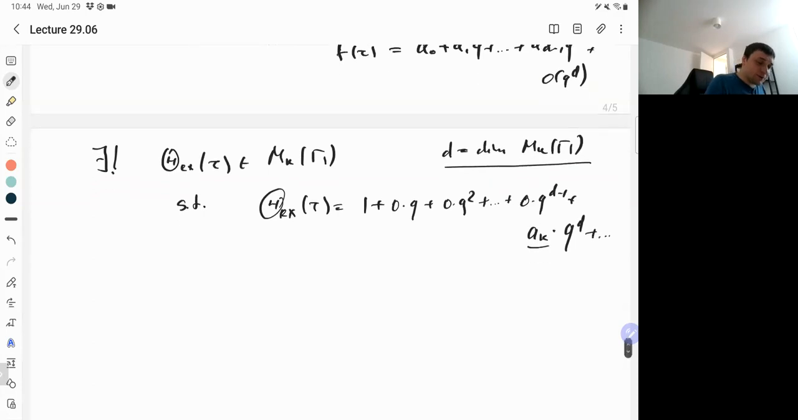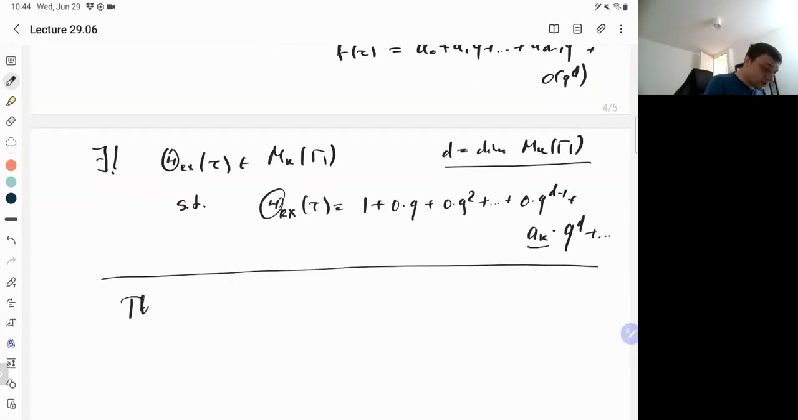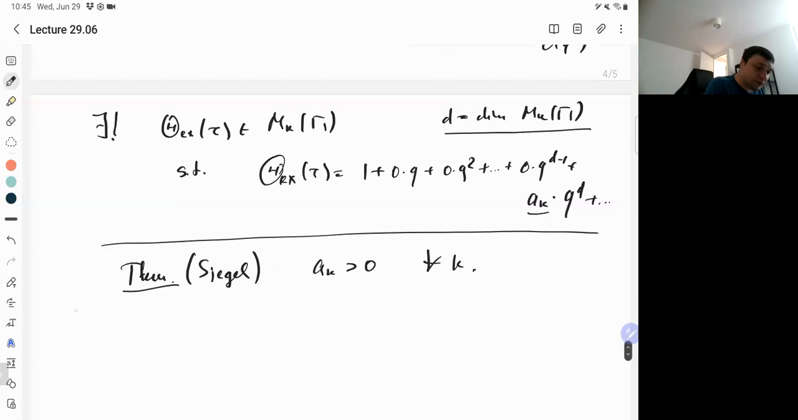And this coefficient, there is a theorem. You can compute it explicitly in each case that you look at, but actually you can compute some asymptotic expansions for this coefficient as a function of k. And Siegel, I think he was the first one who observed it. So Siegel has proved that this coefficient is positive for all k.